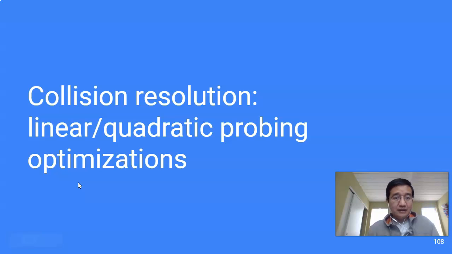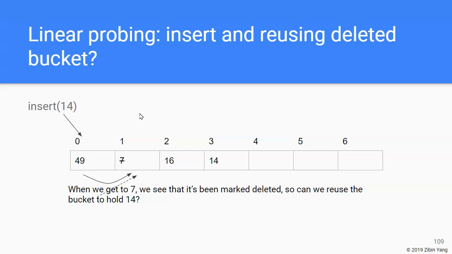Hi, in this video, I'd like to talk about some optimizations that we can do for linear and quadratic probing. To do that, let's quickly review a scenario that we discussed before. If we have this hash table and now we want to insert the number 14, then when we get to this bucket that has a deleted 7, the question then was, can we reuse this deleted bucket to hold the new data 14?